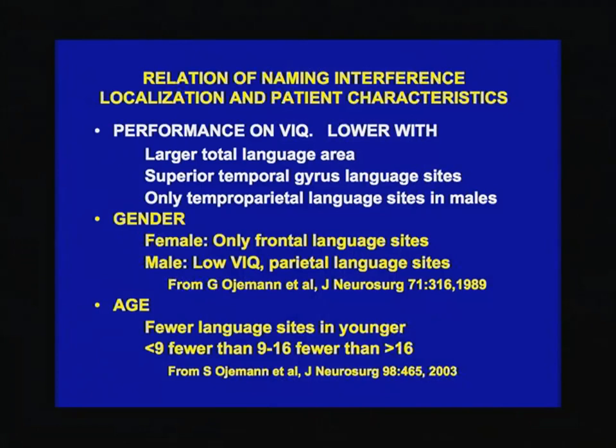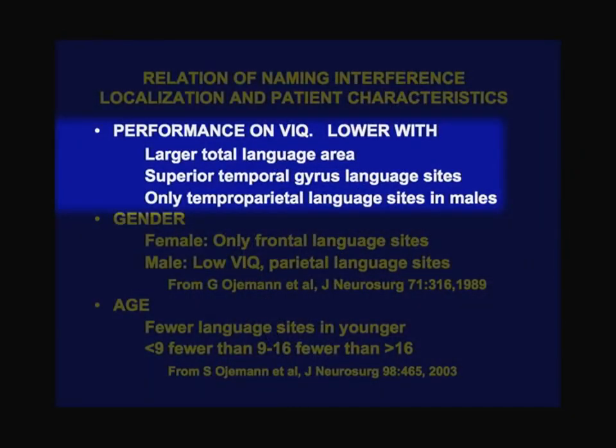So then we looked at some measures of a number of things. We looked at performance and gender and any relationship to age. The only one I'm going to talk about is performance here. We had verbal IQ data on all these patients. That came as part of the preoperative workup. And so we used that as our measure of their verbal performance. It has its defects, but it's at least a crude measure of that. And we looked at the differences between patients with high and low verbal IQ.